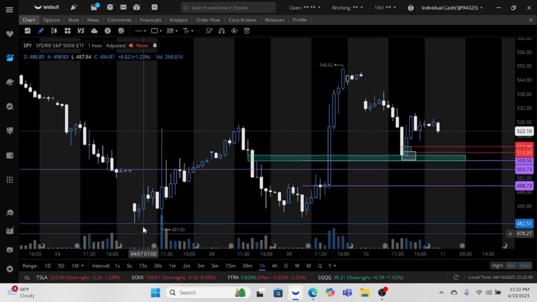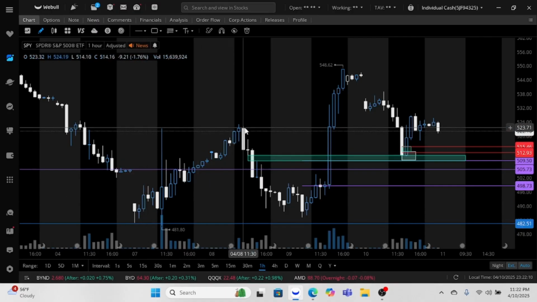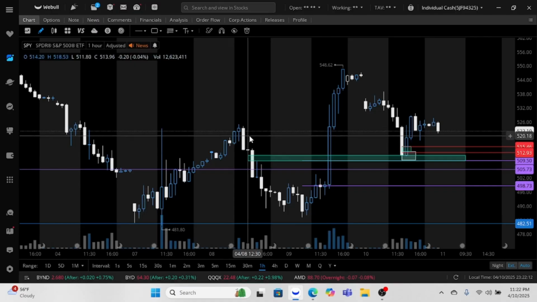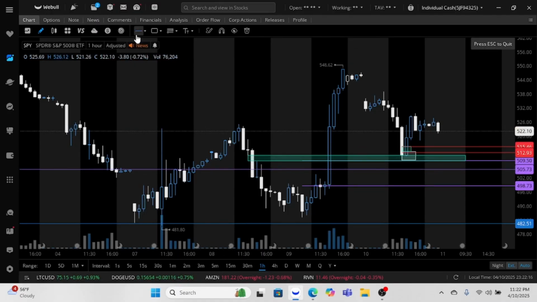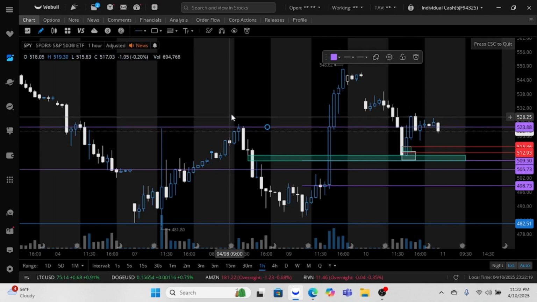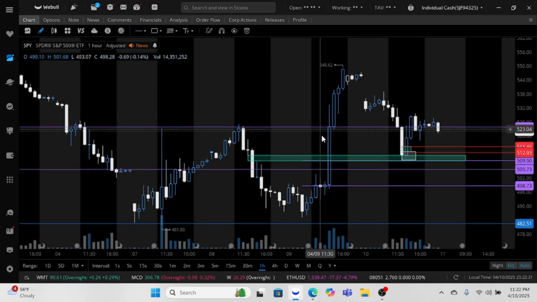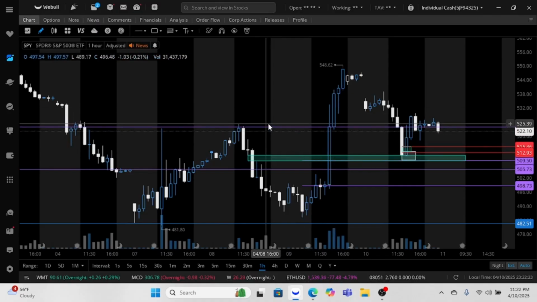What does the market do? It comes up. Okay, now we wait. Does it trade above this high? Does the market structure want to shift? Yes. Right here, the market structure shifts when it comes above this. Okay.